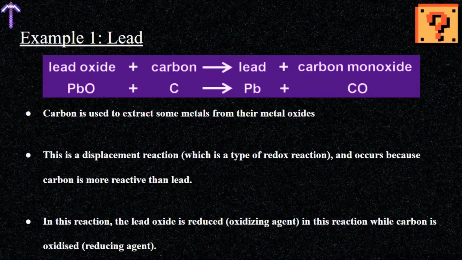Example 1. Lead. The reaction below shows lead being extracted from lead oxide. As you can see, carbon is being used to extract some metals from their metal oxides, and this is a displacement reaction, which is a type of redox reaction, and occurs because carbon is more reactive than lead. In this reaction, the lead oxide is reduced, which is the oxidizing agent in this reaction, while the carbon is oxidized, which is the reducing agent.